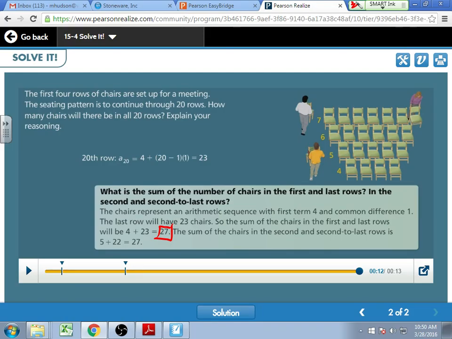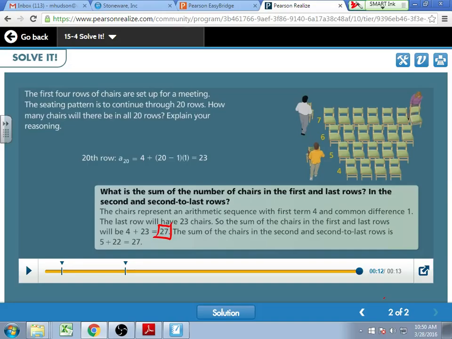We know there's 4 chairs in the first row. How many pairs of rows can we make if there's 20 rows? 10 pairs, right? So if I pair up my first and last, I get 27. If I pair up my second to first and second to last, I get 27. Third to first, third to last, I get 27.